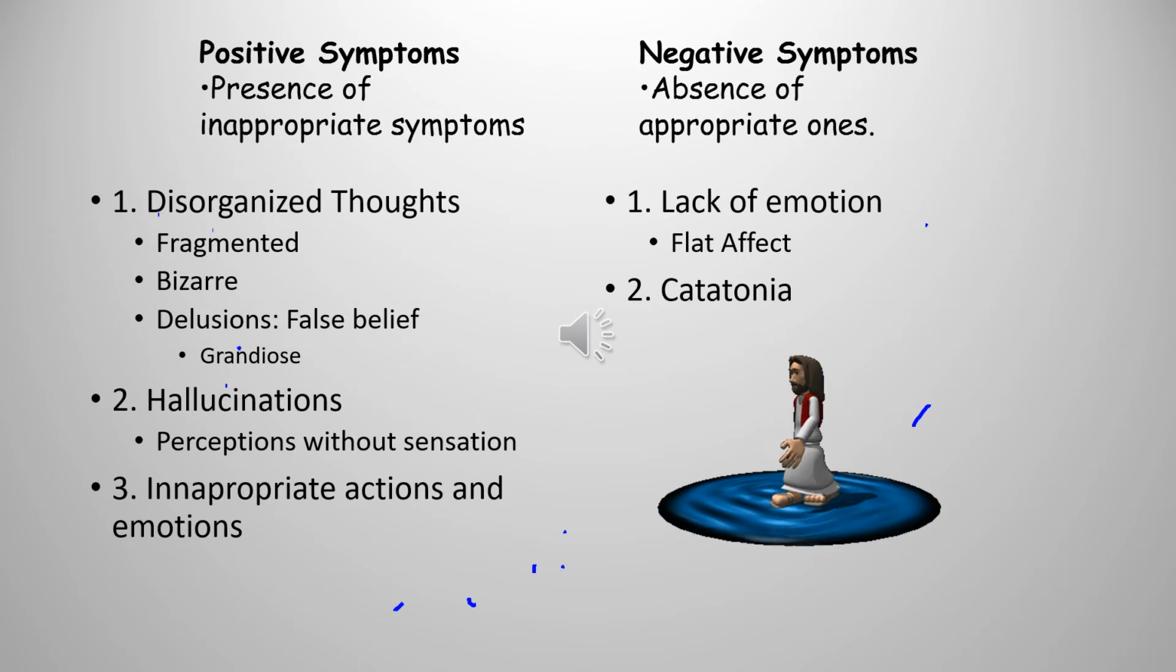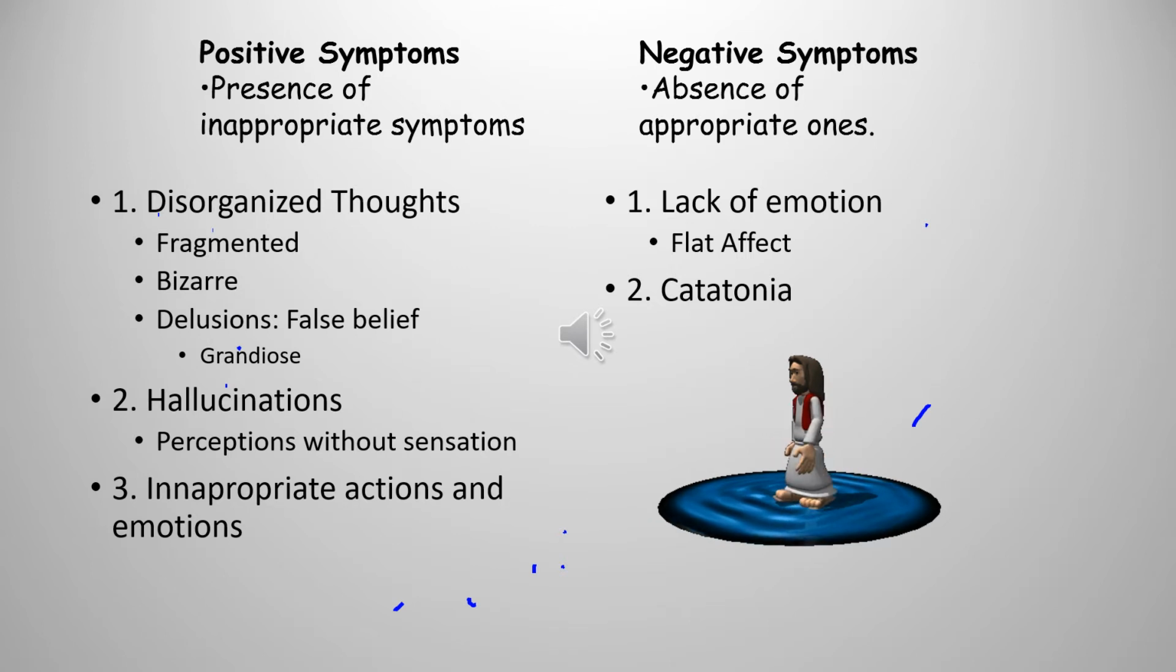There are two different categories of symptoms. You have positive and negative symptoms. First of all, positive symptoms are symptoms or behaviors that people have in addition to the norm. So they have inappropriate behaviors. The first one, disorganized thoughts. This can take several different forms.